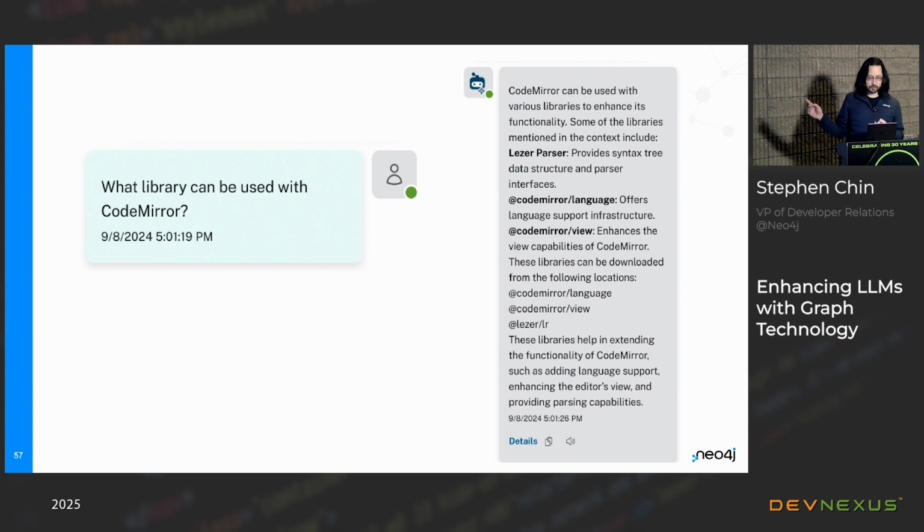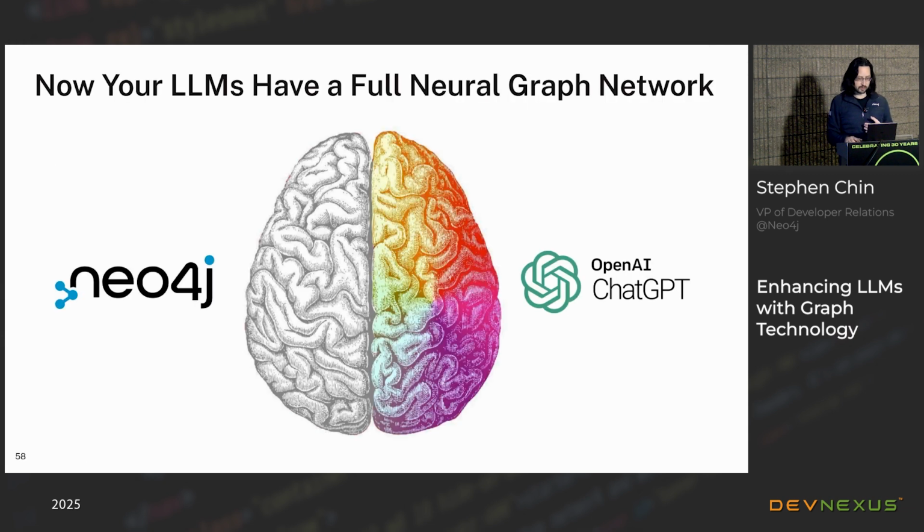And what library can be used with CodeMirror, which was one of the projects in the beginning? Again, it's very literal. It pulled a bunch of projects related to CodeMirror that do things like language support, enhancing the editor, and parsing. So this is a typical response you would get from a GraphRAG application, which is very different from what you get from a GenAI application.